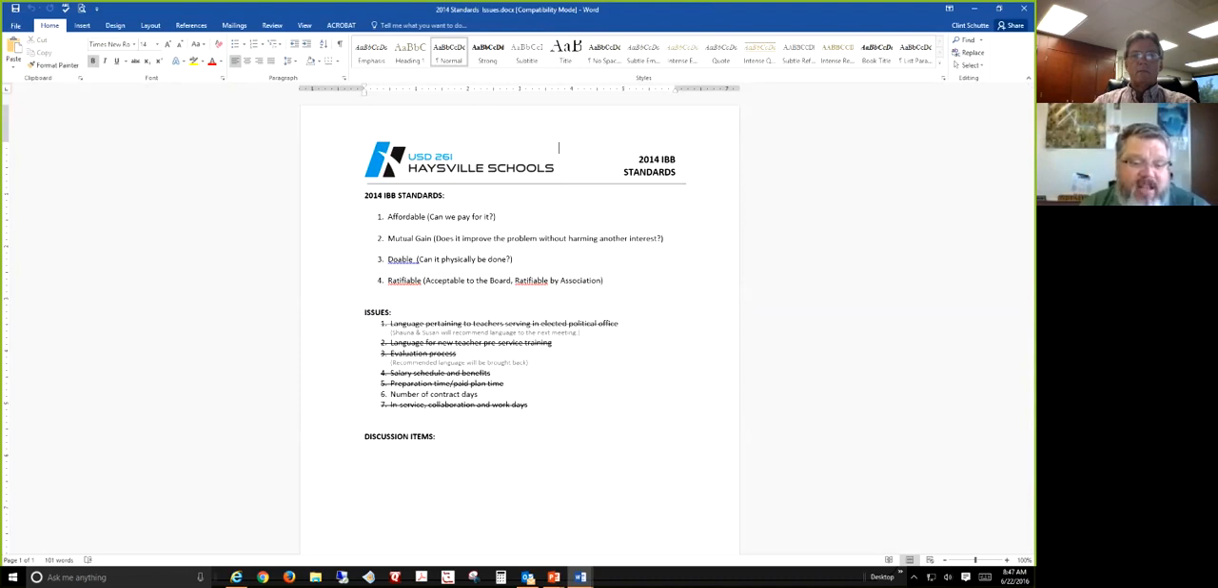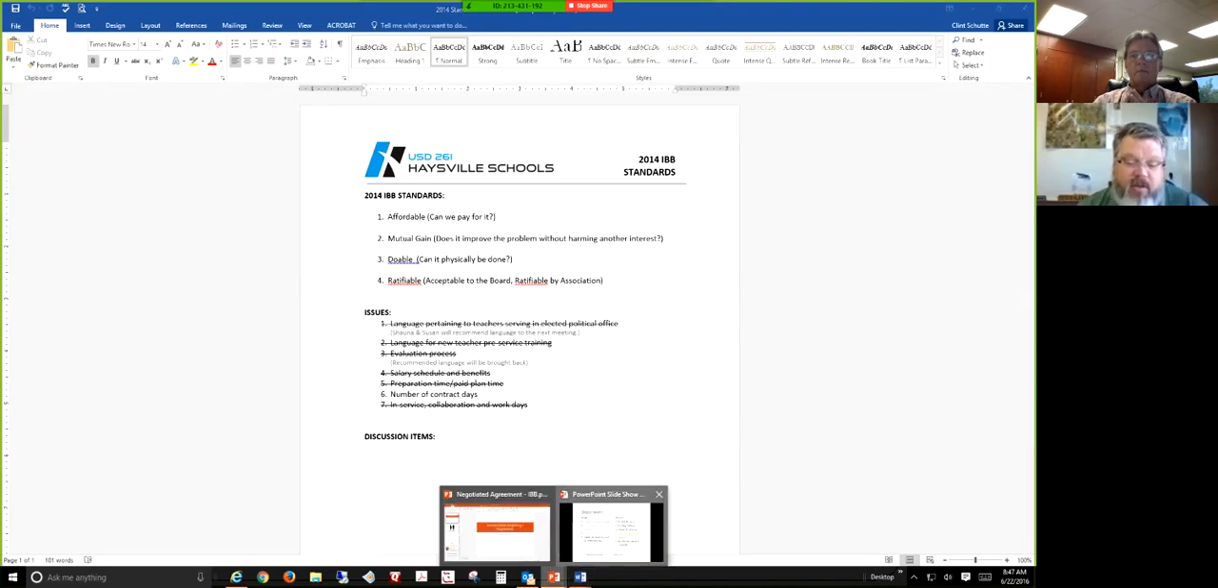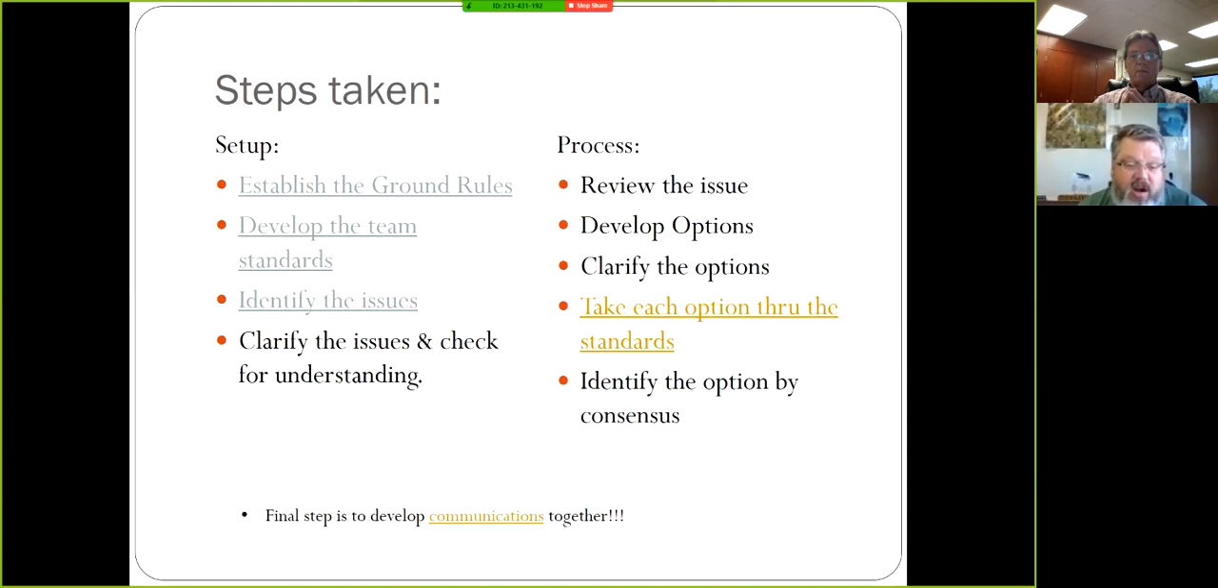But identifying the issues is really twofold, and I'll show you again here in a minute. First, it's just defining them. So if we put this on our letter, you can see we had some individuals who helped clarify language pertaining to teachers serving in elected political office. And so we had some individuals who had worked on that and had some information. And so they worked on it, and even on the next meeting brought back more information. So you spend time not just identifying the issues, but clarifying what they are. So that is the last step on the setup process, is clarifying those issues.